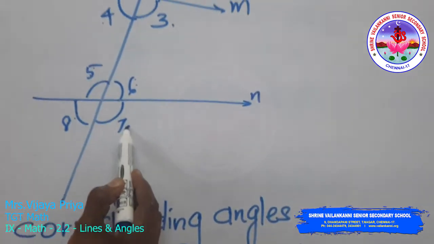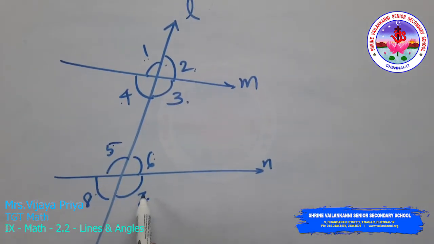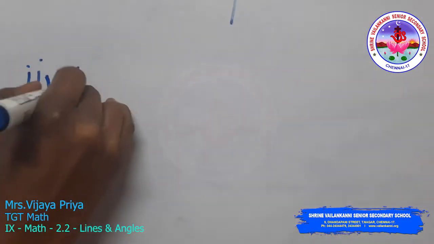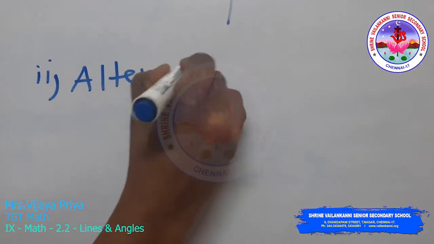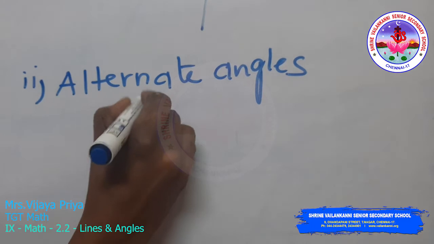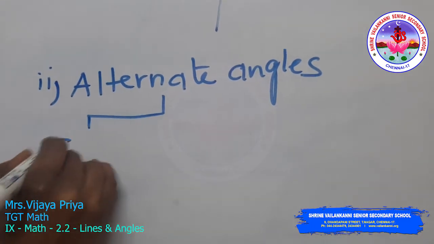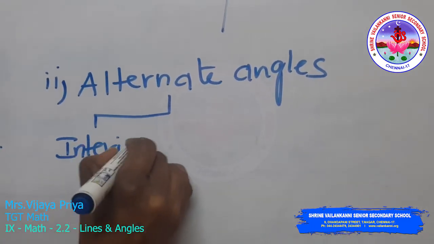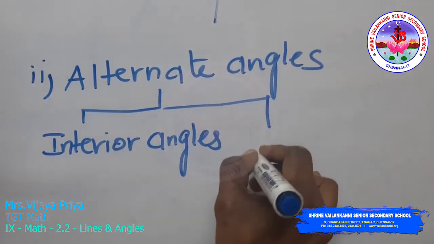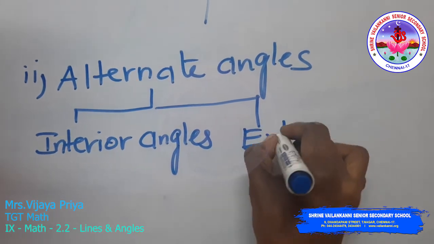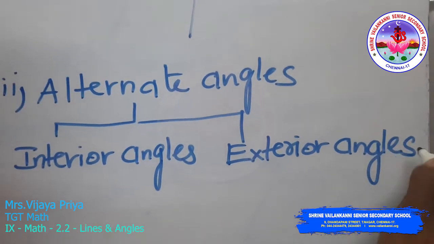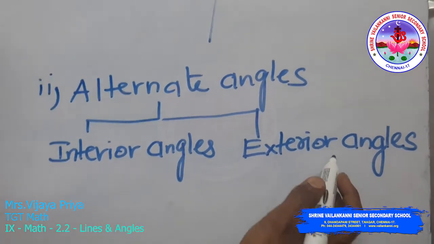So now we are going to see alternate angles. In alternate angles, we have two types. The first type is alternate interior angles, and the second type is alternate exterior angles. So I am going to show you a pair of alternate interior angles and a pair of alternate exterior angles.